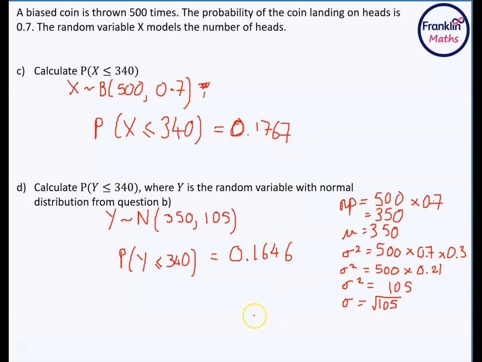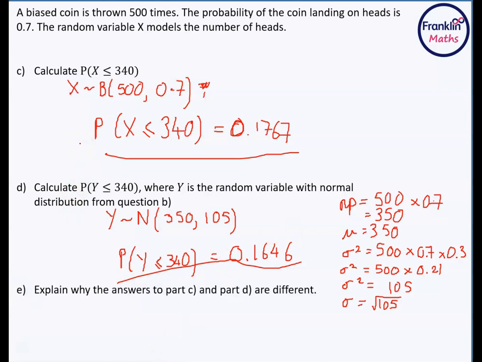Apologies if there's a bit of a judder there, but I just quickly edited the recording. Okay, why are these two different? Well, we know this one gives us the proper answer. This is the exact answer here. Now this one gives us an approximation. And the reason for that is that the normal distribution here is continuous and the binomial is discrete. And there you go. So that's well worth putting in there.